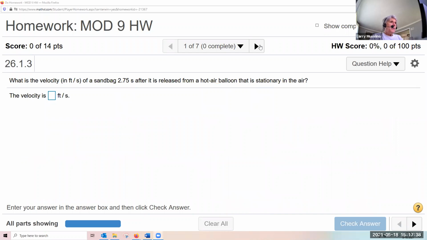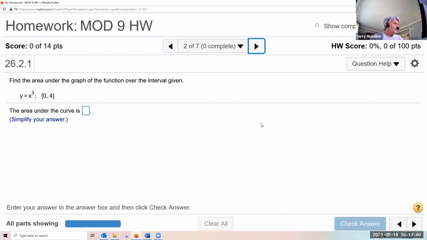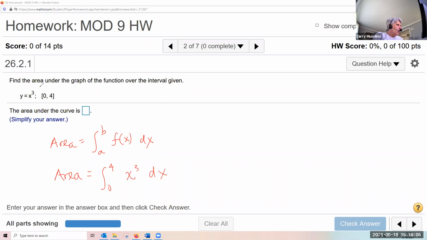folks, let me just comment on a few other examples. Here are some examples of just working out a definite integral. So you remember that when you want to find the exact area under a curve, the area is equal to the integral from a to b of the function dx. So in our example, all we have to do here is work out the integral from 0 to 4 of x to the third dx, right? They're giving us the lower bound is 0 and the upper bound is 4.